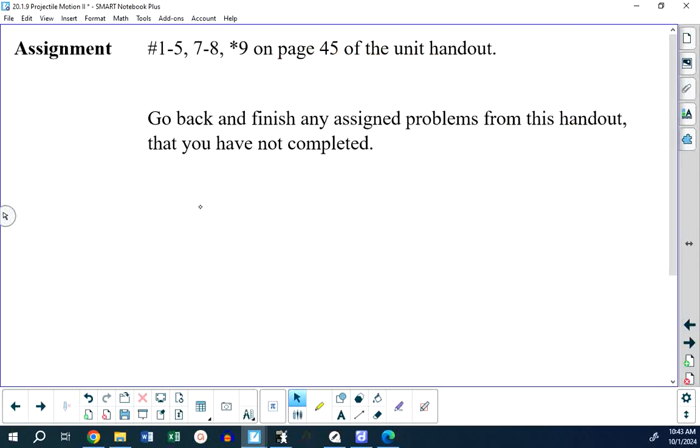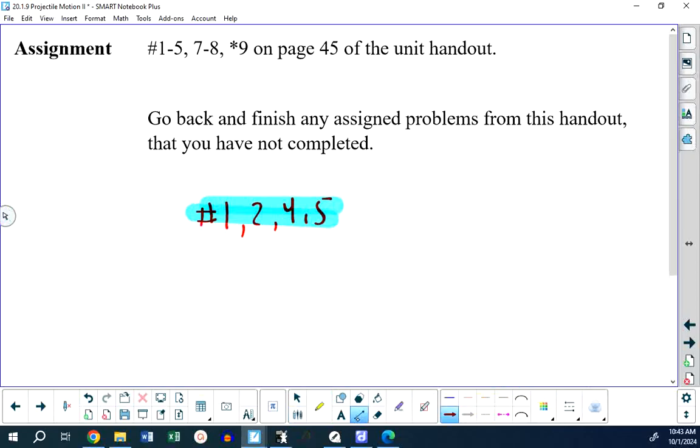I assigned numbers 1, 2, 4, and 5 on the attached assignment. That's as far as we got. We finished that first example, and in the next lesson, we are going to be looking at at least one more example.